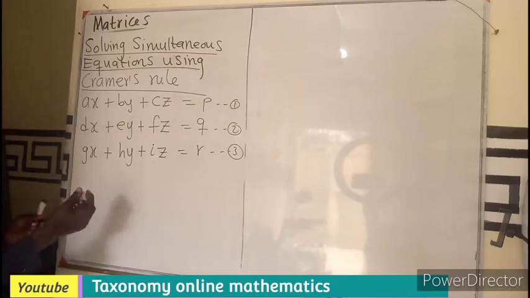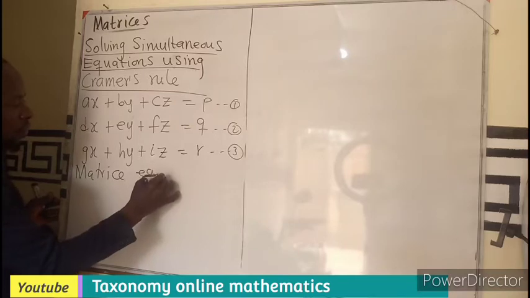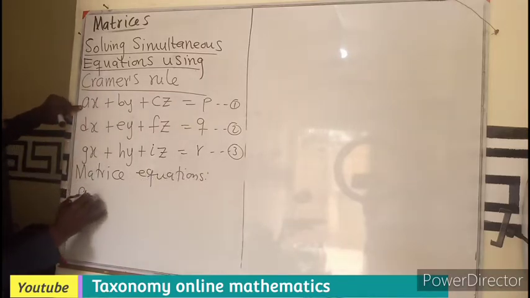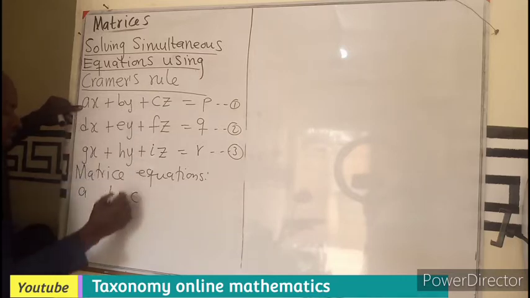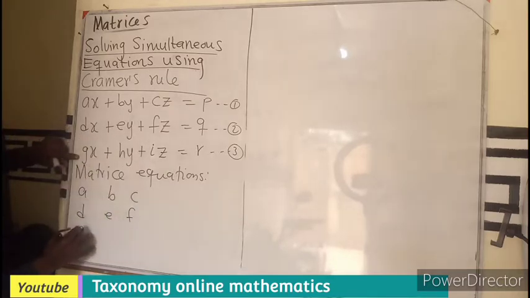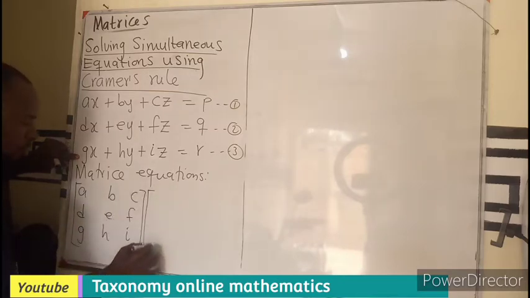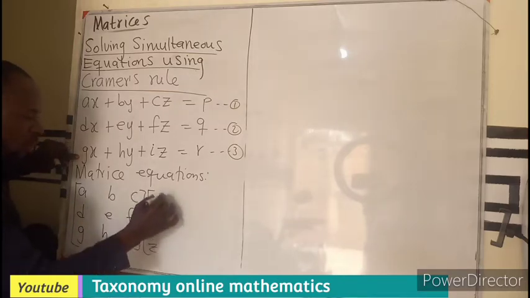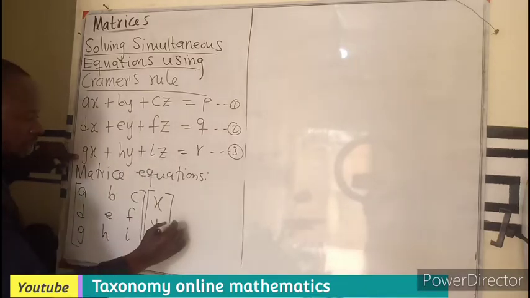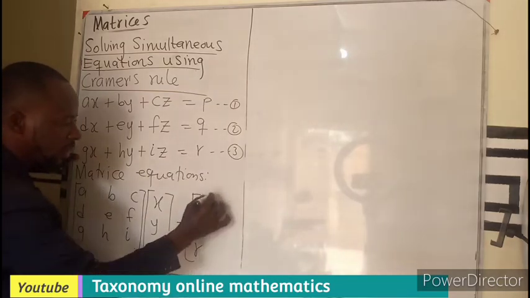Good. We need to first of all write the matrix equation from that using the coefficients. So A, B, C are the coefficients, D, E, F, next, G, H, I. These coefficients are supposed to multiply X, Y, Z, which are the variables we are asked to find. You see these variables that are repeating themselves. That will be equal to the other side, which is P, Q, R.